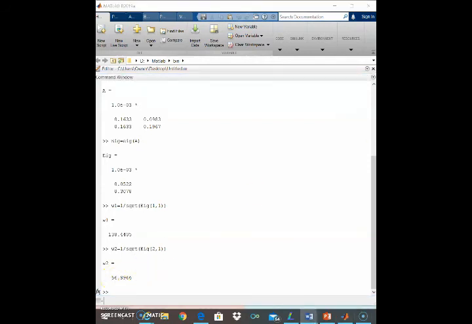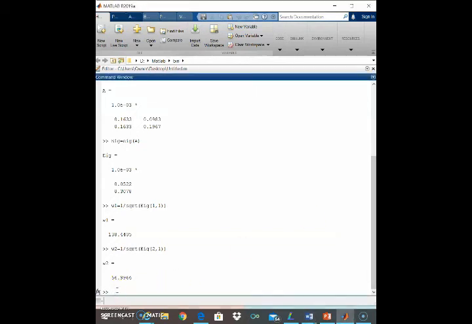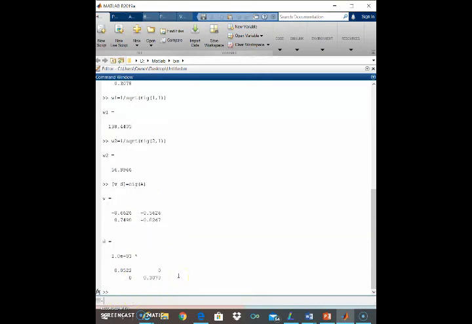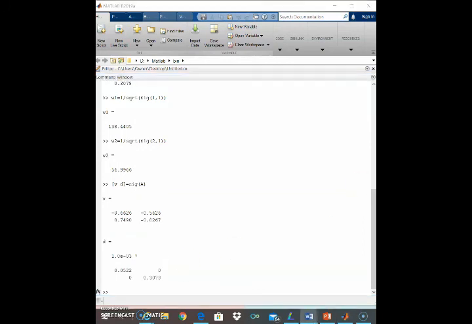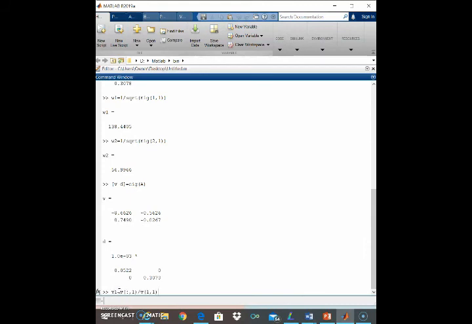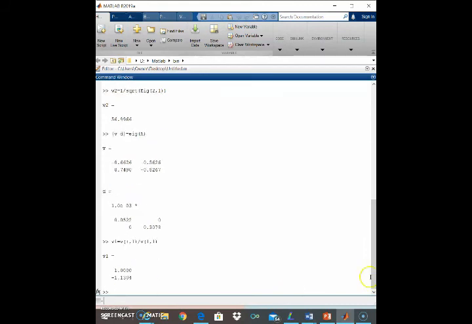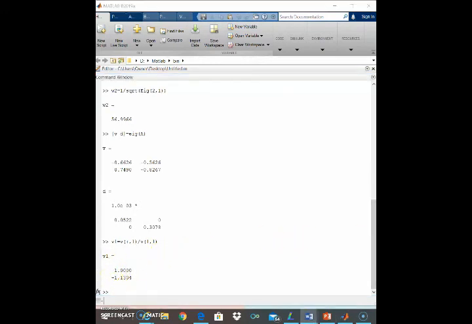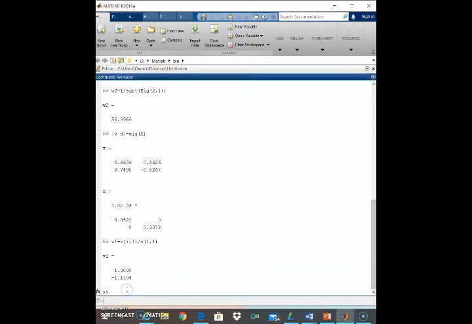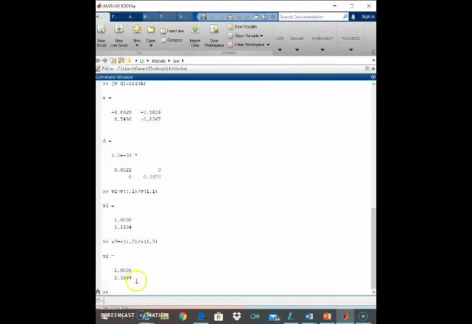Now we continue with this formula to find the mode shape. So we continue with this formula to get our second mode shape. This one is our second mode shape. And for the first mode shape, we're using this formula. So this one is our first mode shape for Soboton. That's all.